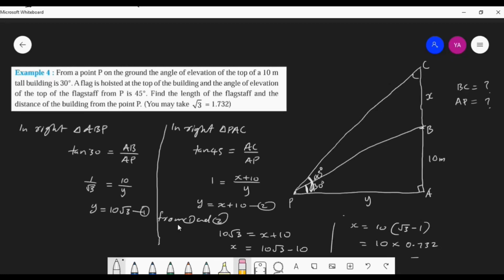So that will be 0.732. Multiplying a decimal number by 10, what's the idea? When we multiply a decimal number by 10, you move the point one place to the right. So this will be 7.32 meter. So the height of the flagstaff is 7.32 meter. One more thing is asked.